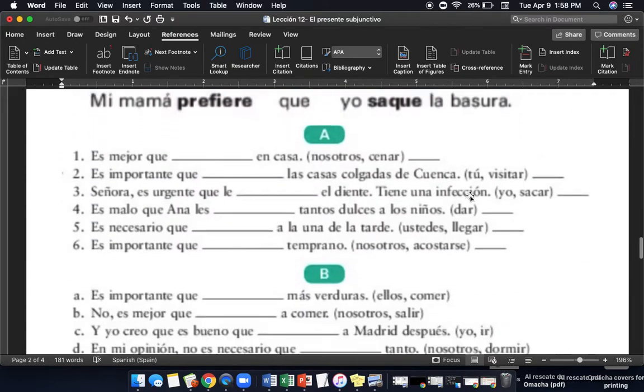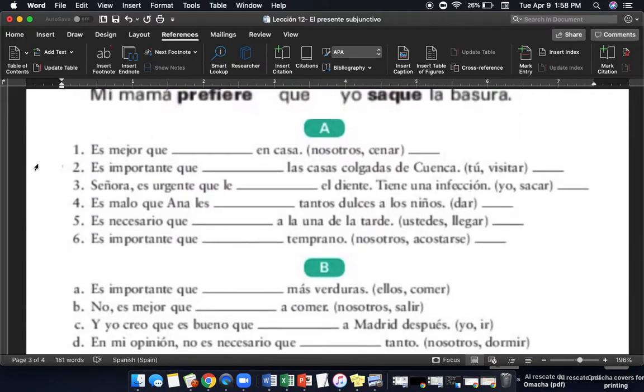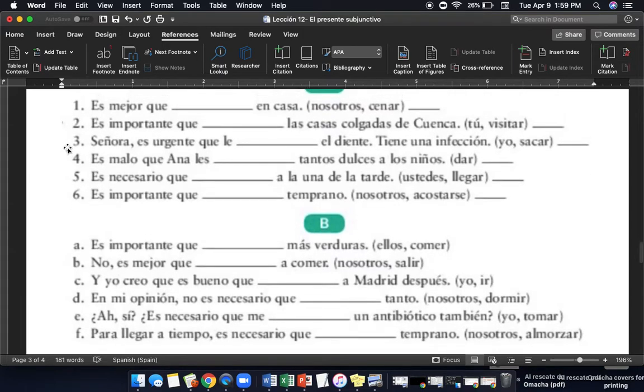So, in an example like these, es mejor is an impersonal expression, que is my connector, and then here they're telling you that it's the subject and the verb that you need to use in the subjunctive. So we go back and we say, es mejor que nosotros cenemos en casa. So we're trying to influence somebody's actions by saying, you know what? It is better that we eat at home. Okay, so I've left you some here. Feel free to try them out.